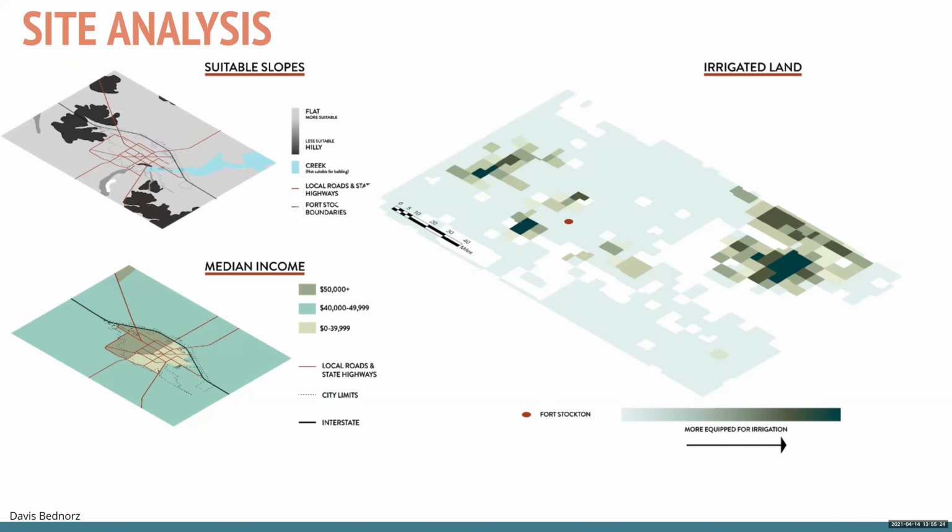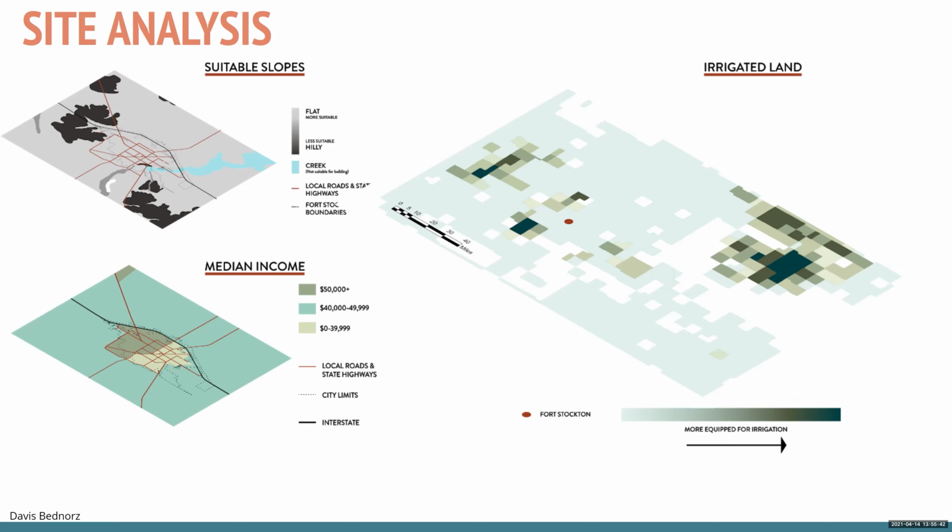And then looking closer at Fort Stockton, the suitable slopes, most of the area in Fort Stockton is flat enough that you don't have to do a whole lot of work to start building on it. There are a few areas where the slopes get a little more extreme that you might want to avoid, but nothing crazy, nothing greater than like 8 or 10%. So it might be a little more work, but nothing crazy.